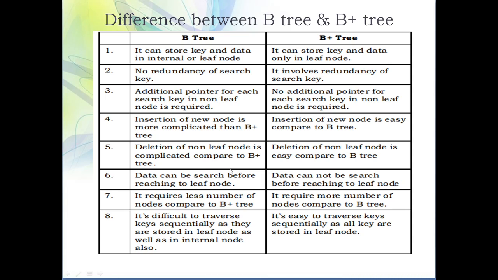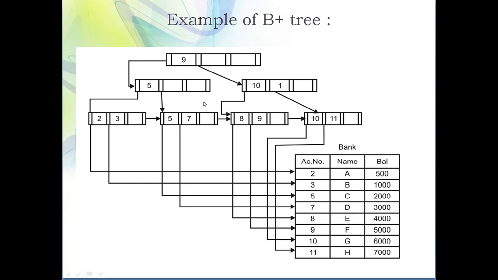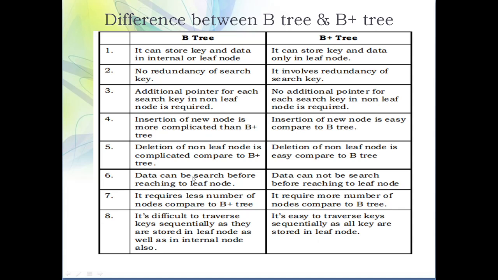Then, data can be searched before reaching the leaf node. Here you can see, suppose I need to find 5, is it necessary to visit the leaf node? No, 5 is present in the root node, so you can find the data itself. But suppose this is the case in B+tree, it is necessary to reach the leaf node. Suppose I want to find 5, here this 5 is of no use because it doesn't contain a pointer to a record, only the leaf node has a pointer to a record. So in that sense, in B-tree data can be searched before reaching the leaf node, but here data cannot be searched before reaching the leaf node.